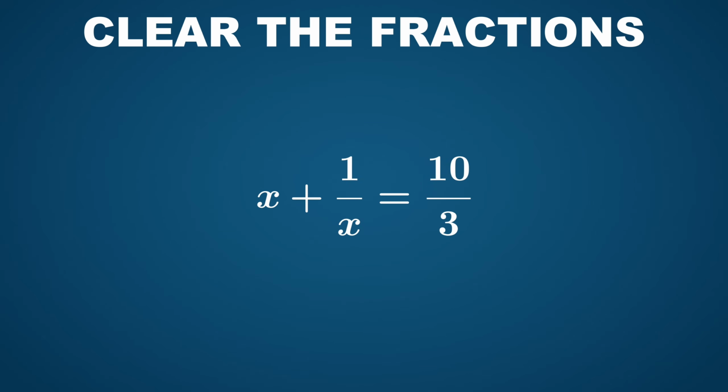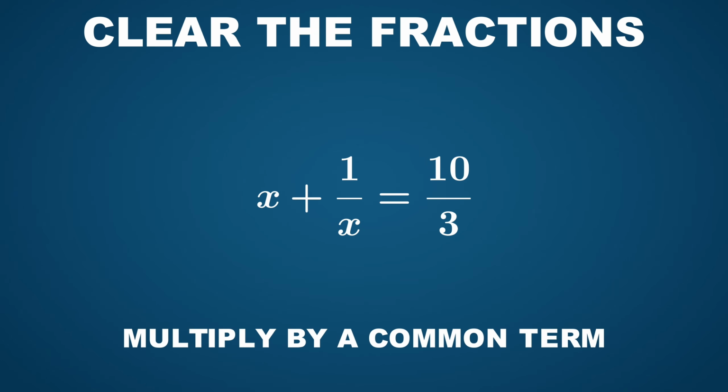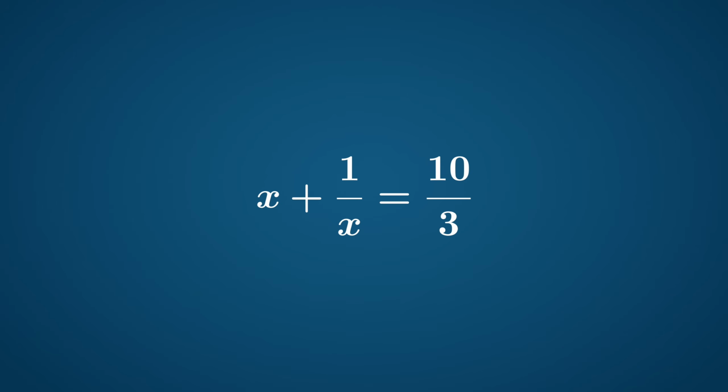Working directly with fractions can sometimes make algebra difficult. It is usually easier to clear the denominators right from the beginning. We can achieve this by multiplying the entire equation by a common term. Let us look closely at the denominators we currently have. On the left side of the equals sign, the denominator is the variable x. On the right side, the denominator is simply the whole number 3.